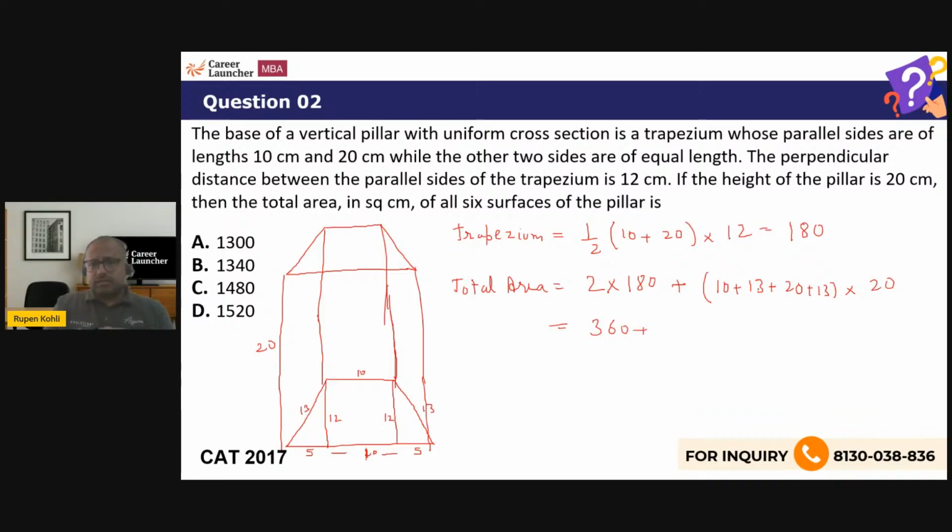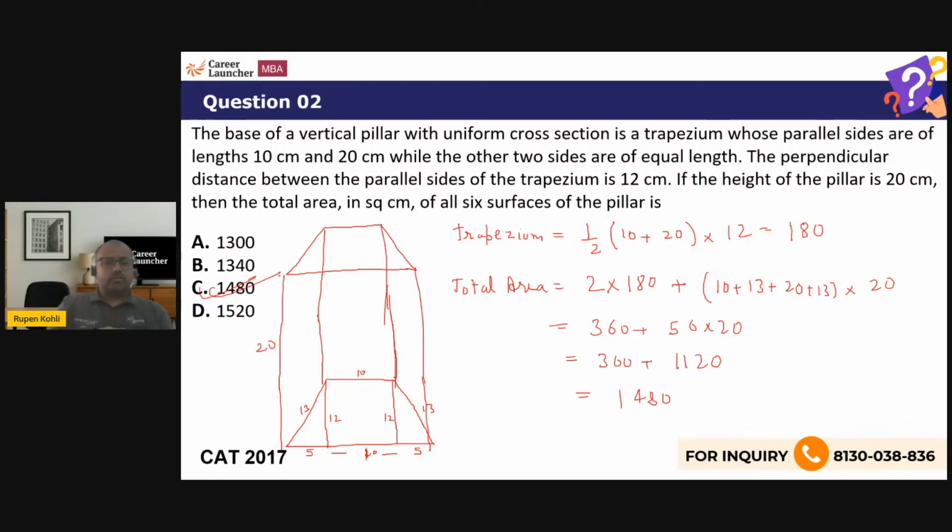So this is 360, this is 10, 20, 30, 43, 56. 56 times 20 is 1120, and twice 180 is 360. So that is coming to be 1480 square centimeters, right?